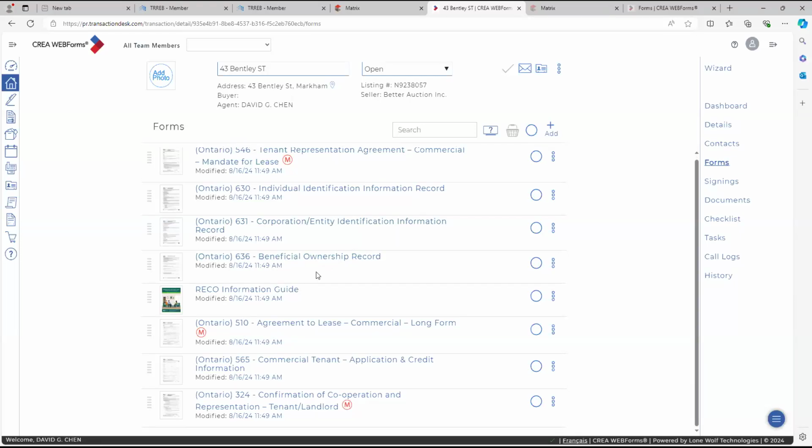And 636, you don't need it now. Legal info guide, you need this one as well. And you see 510 is the long form, commercial lease long form. And the rest will be 565, that's a rental application the landlord will ask for. And this one, 324, that's for when you are representing the tenant. How do you get your commission? This commission payment confirmation. Okay, so that's the package you need.